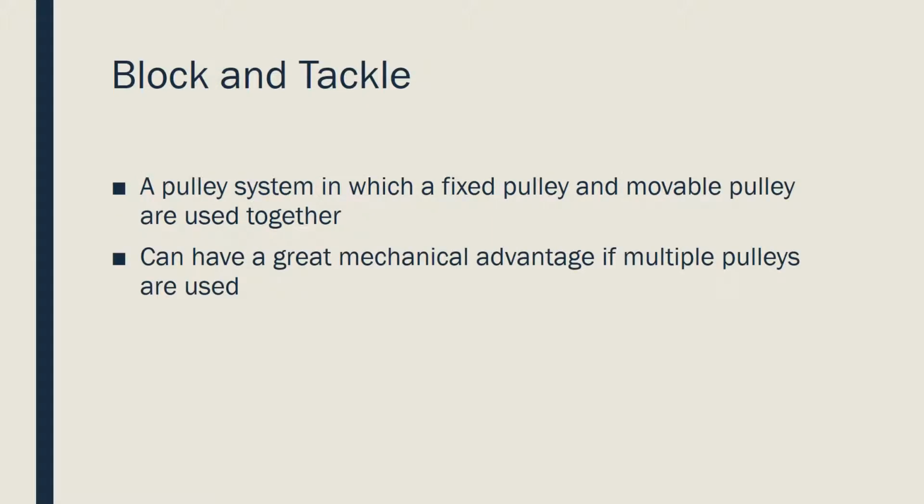Block and tackle. Essentially this is when we have two different types of pulleys together. So we have a fixed and a movable pulley that are used together. The more pulleys you have together, the more mechanical advantage you have, because you have more machines that are able to work together, which means there's less input that you have to put in compared to output.